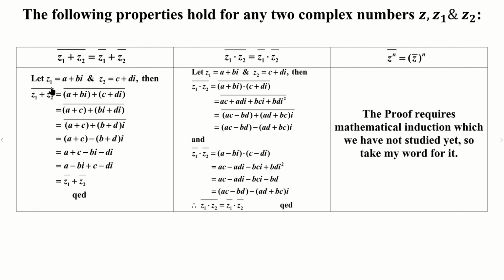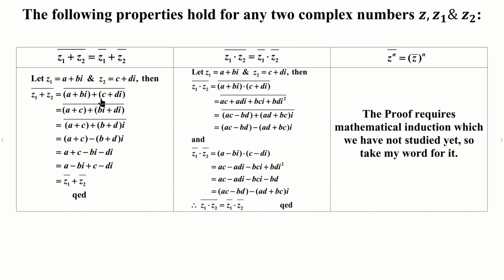So here's how we can prove it. Let Z1 be a plus bi, and let Z2 be c plus di. Remember, after all, they're just two complex numbers. Then let's take a look at what the conjugate of the sum looks like. So that's going to be the conjugate of a plus bi plus c plus di, right?